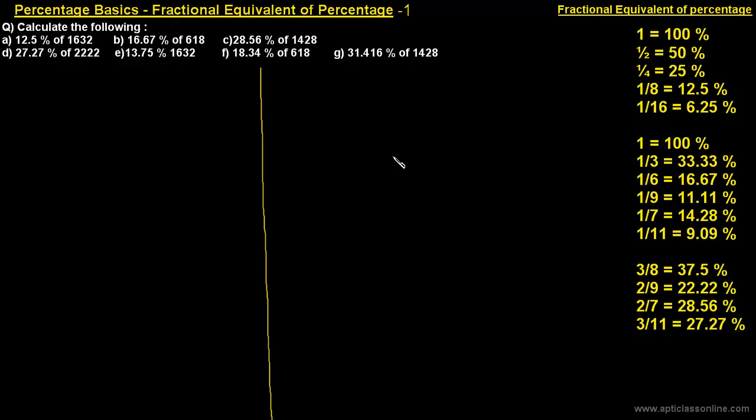Welcome to the class. In this class, we'll talk about the percentage basics. In the percentage basics, we will be talking about the fractional equivalent of percentage. That means what is the relation between the fraction and the percentage, and we will try to understand this with the help of this example.